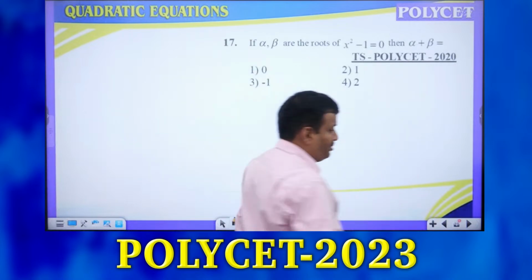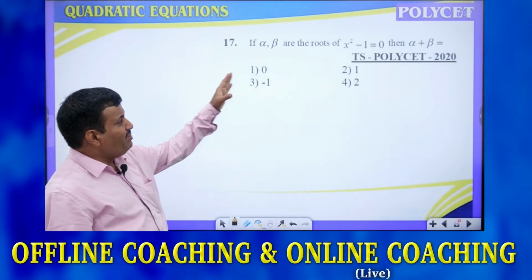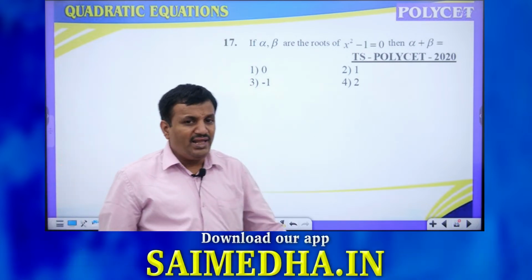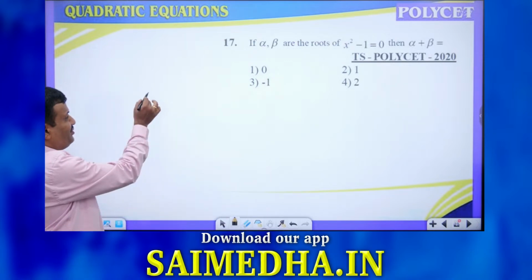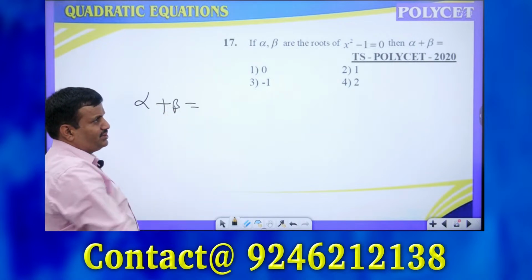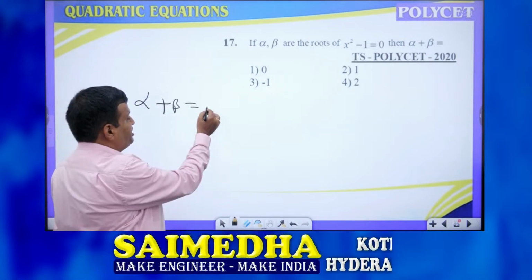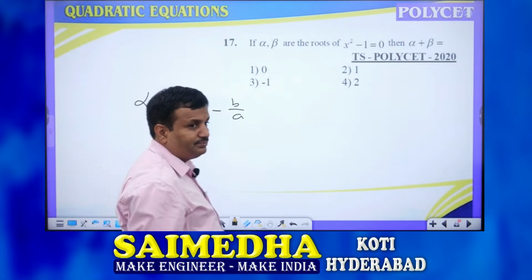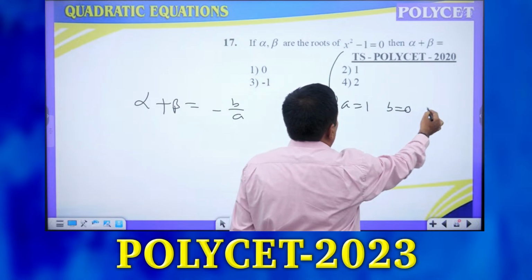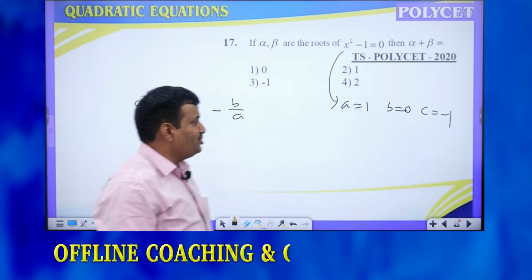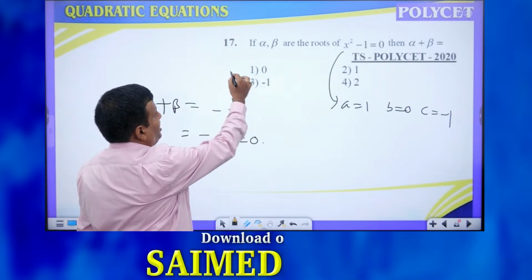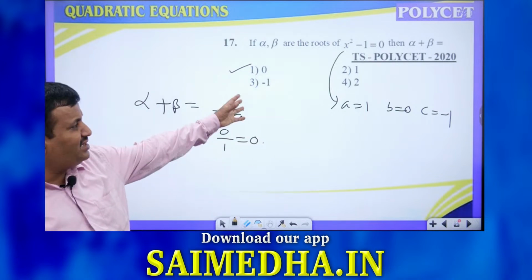So coming to the next question here. If alpha and beta are the roots of the equation x square minus 1 equal to 0, what is alpha plus beta? It's a 2020 Polycet bit. Alpha plus beta is the sum of the roots. What is the formula? Minus b by a. If you observe here, a value is 1, b value is 0, c value is minus 1. There is no x term. What is the answer here? Minus 0 by 1. 0 is the correct answer. Straight away, it hardly takes 5 seconds to answer.